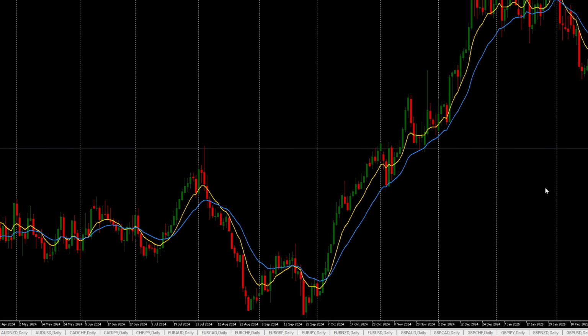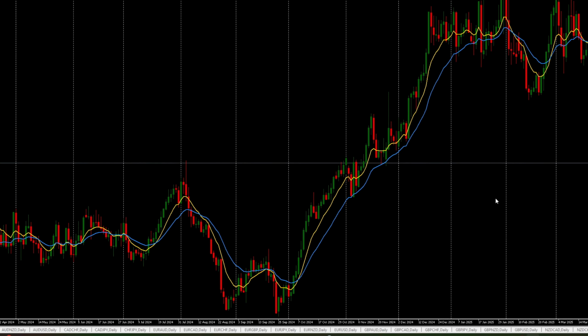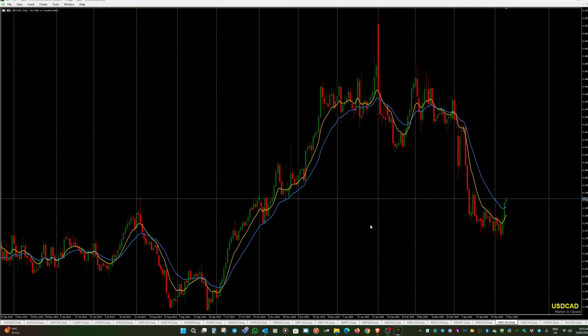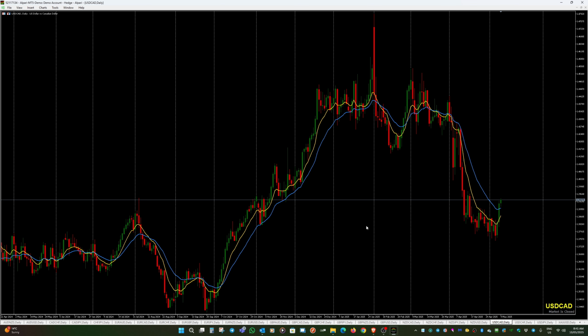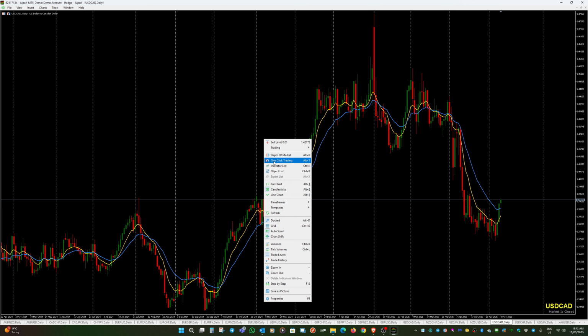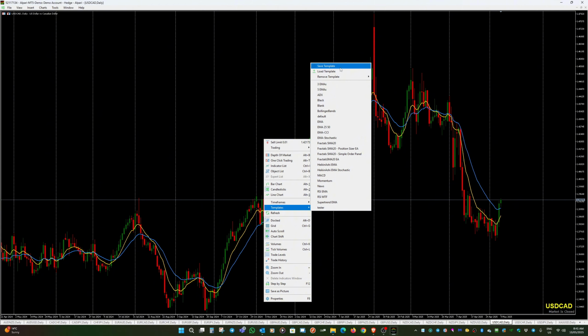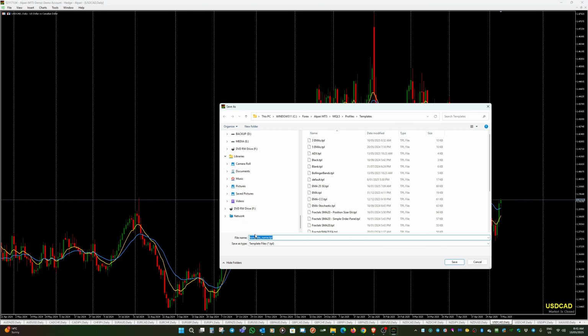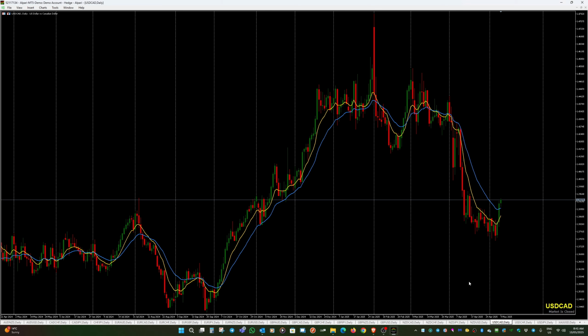So I'm thinking that maybe the 9 and the 20 moving average are probably the best to look at for this particular strategy. So let's save this as a template and load it on more charts. I'm just going to call this one 2 EMAs template and save that one.